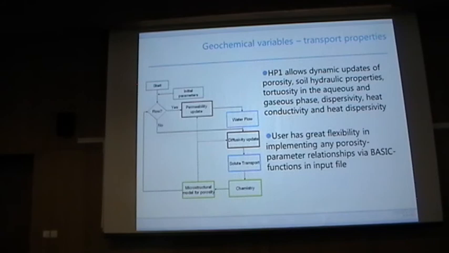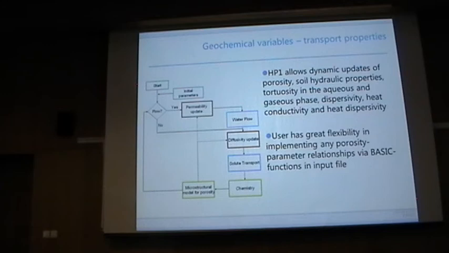The following example is on changing transport properties as a function of your geochemical variables. HP, basically it should be HPX, allows the dynamic updates of different transport properties, including porosity, soil hydraulic properties, tortuosity of the aqueous and the gaseous phase, dispersivity, heat conductivity, and heat dispersivity. The way we implemented it here is that we didn't put any functions relating change in solid phase and change in these parameters into the model. The user has to define his conceptual model, how he sees these relations, and he can implement it via the input file and the basic functions.